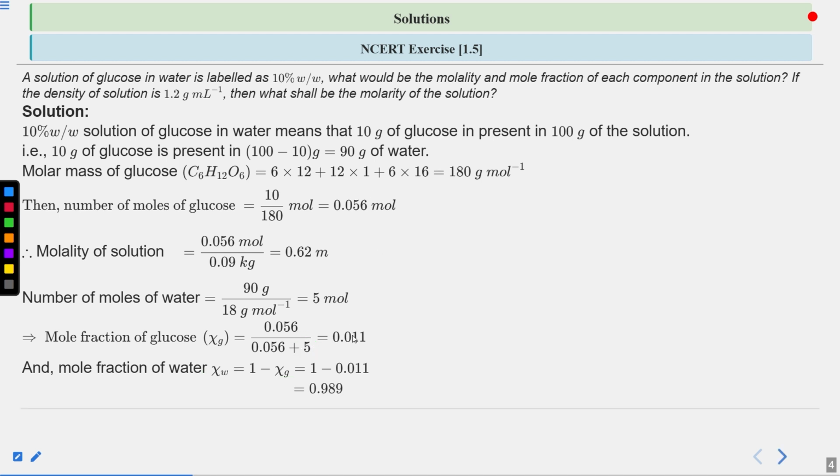So if you just subtract 0.011 from 1, you will get 0.989. So we have calculated two things here. First is molality and second is mole fraction. Now we are interested in molarity, for which we will need the volume. And for volume, we can check this density. So let's see how we can use this density to calculate the volume.